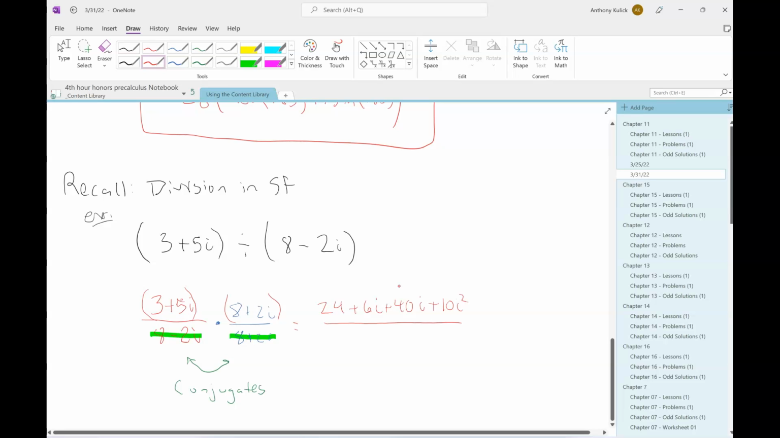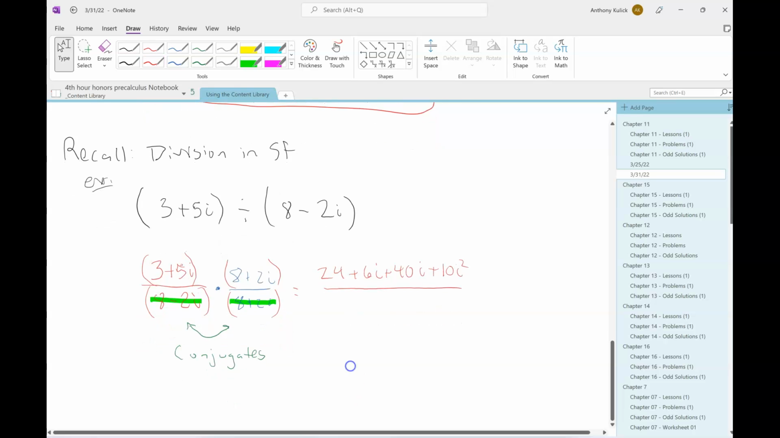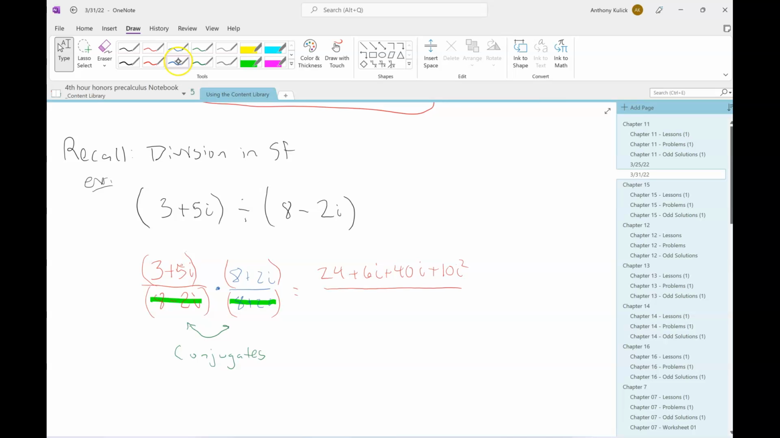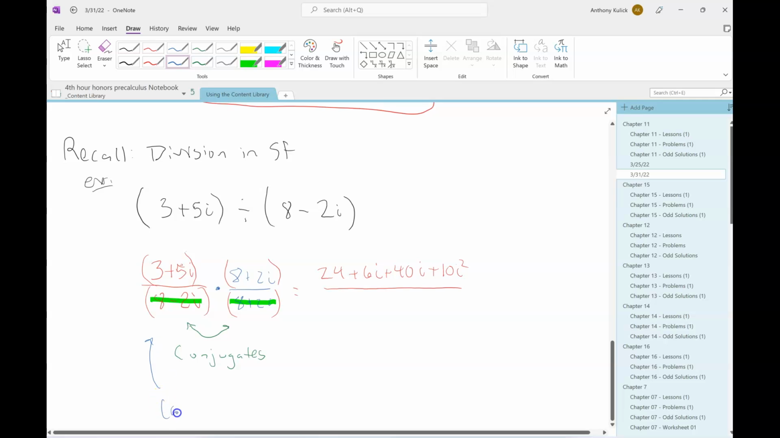Everybody cool there? And in the denominator, I could FOIL this out manually, but what else do I notice here in the denominator? What I notice is that I have like a minus b times a plus b. And from last year, I recognize that pattern as the difference of two squares. So I'm going to use that factoring pattern to make the multiplication that much easier.